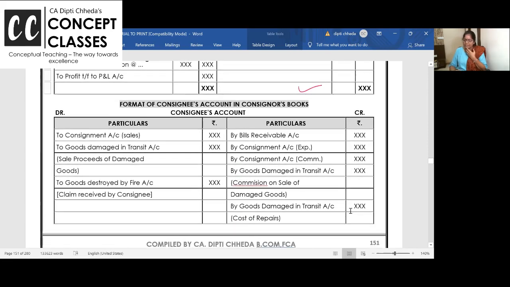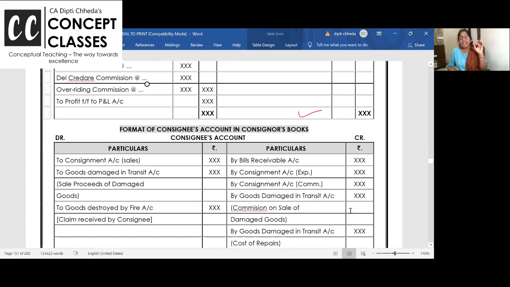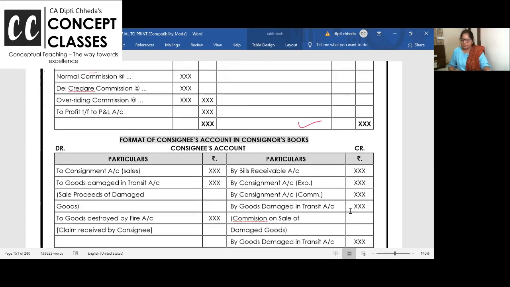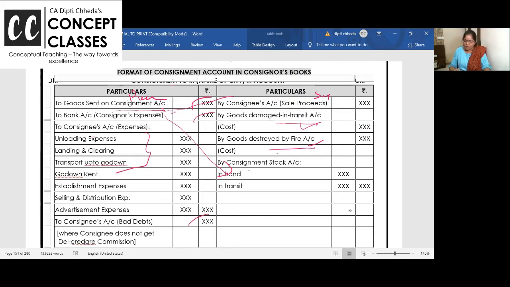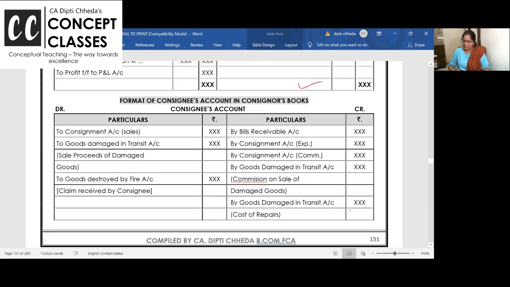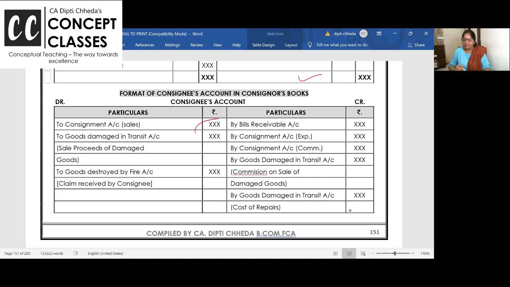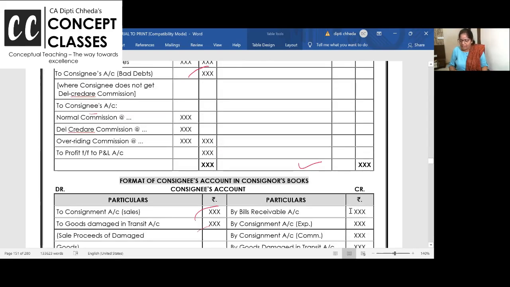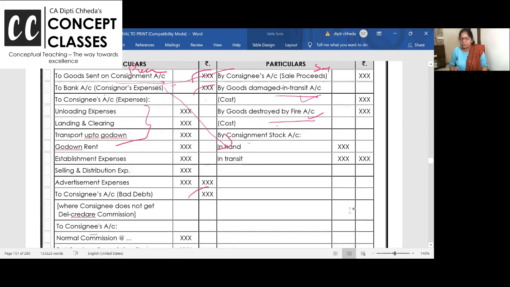And the consignee's account. When I'm sending the goods to the consignee, there is no entry, dear students. Just consignment account debit to goods sent, no entry. When the consignee is selling, that time the entry will come. Sale proceeds of the damaged goods and all, what they will reimburse. This format you need not mug up. By doing problems, you will be able to make the consignee account on your own. Yes, the consignment account format should be clear.